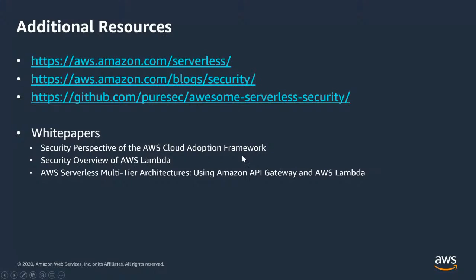So have a look at the cloud adoption framework if you're starting to move to the cloud. Have a look at the security overview of Lambda, which I touched a bit on over here. Then also look at multi-tier architectures where you're trying to build more complex serverless architectures with API Gateway and Lambda.